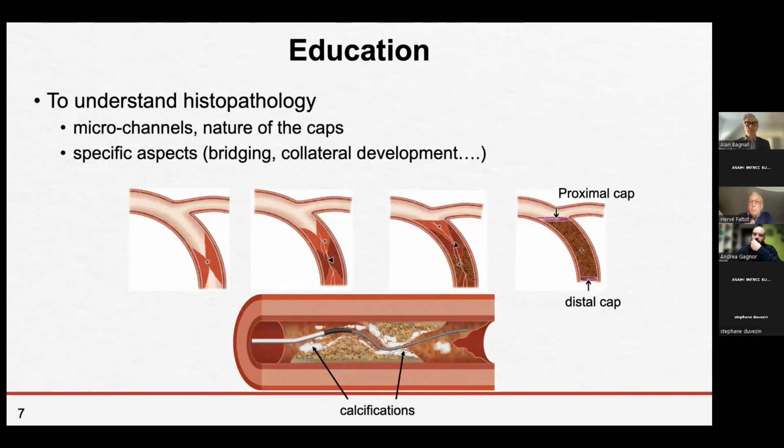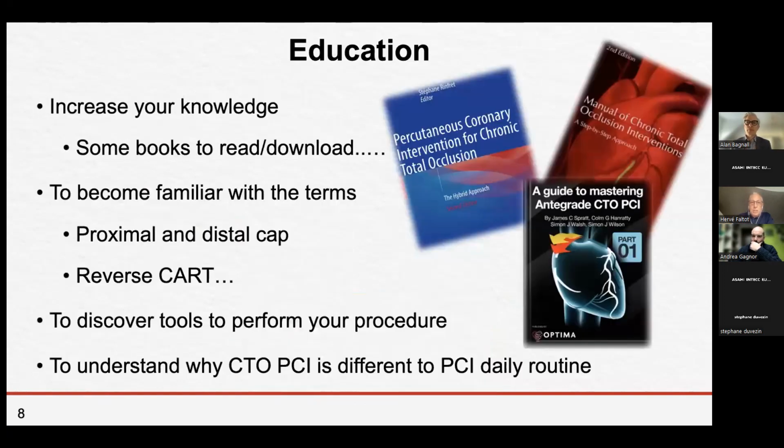Different aspects like the bridging or development of the collateral are also important. Increase your knowledge with some books to read or download, in order to become familiar with the different terms. What is the proximal cap? What is a reverse cut? Different tools you are going to discover will help you to perform your procedure. At the end, you are going to understand why CTO PCI is so different from the PCI in your daily routine.